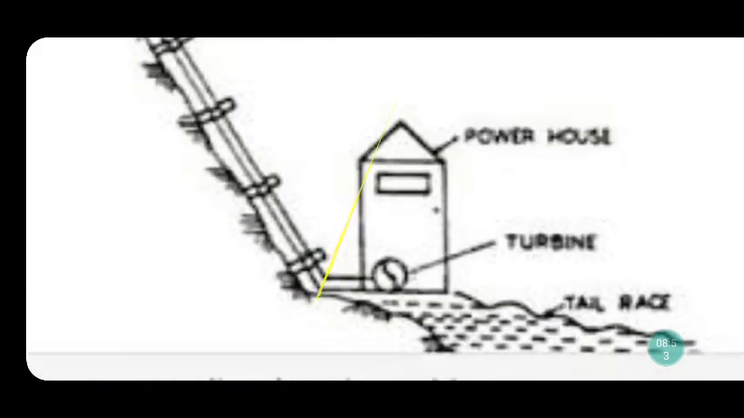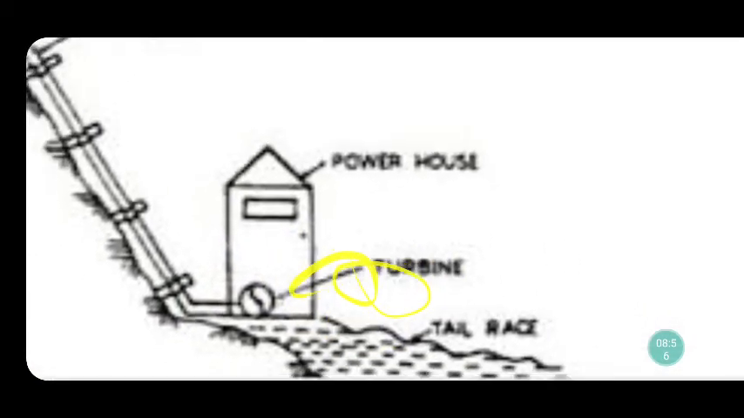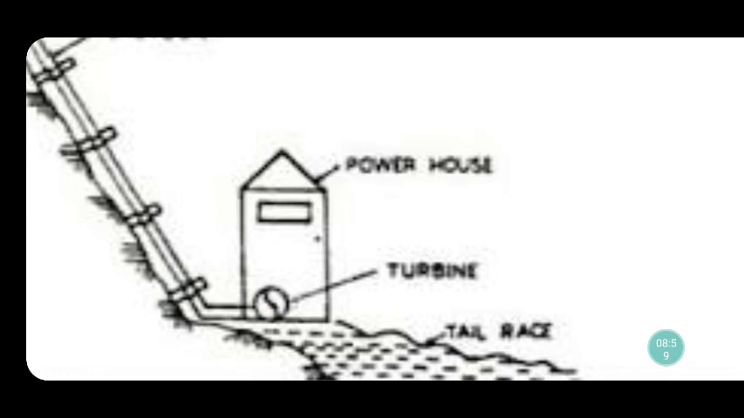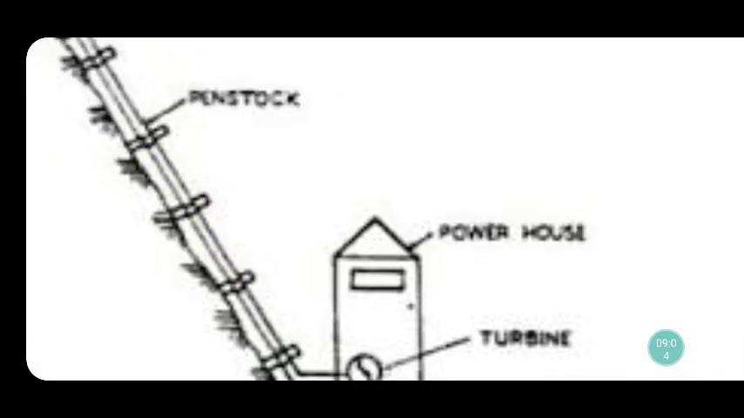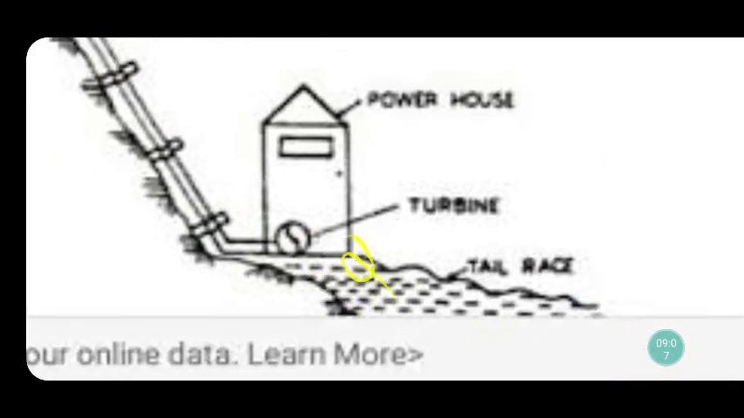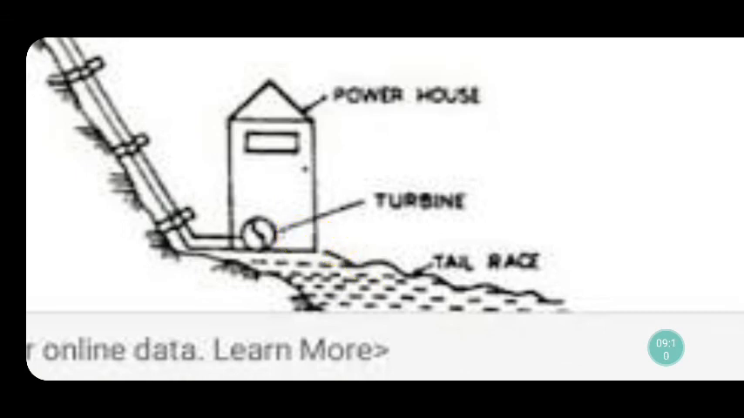When the water falls on this turbine, the turbine starts rotating. Water will come through this pipe, then it will fall on the turbine. Whenever the water falls on the turbine, the turbine starts rotating, and it is connected to the alternator or AC generator through the shaft. As the turbine rotates, the alternator also rotates, it converts this mechanical energy into electrical energy, and we get electricity.